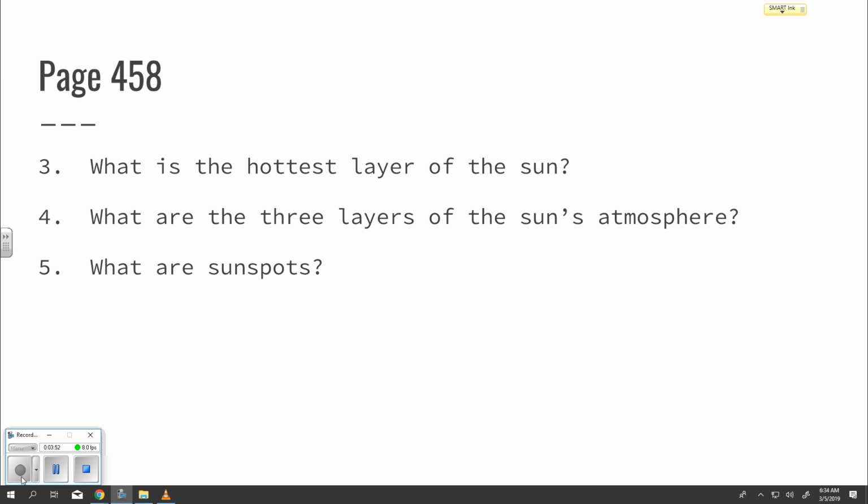Page 458. What is the hottest layer of the Sun? What are the three layers of the Sun's atmosphere? What are sunspots?